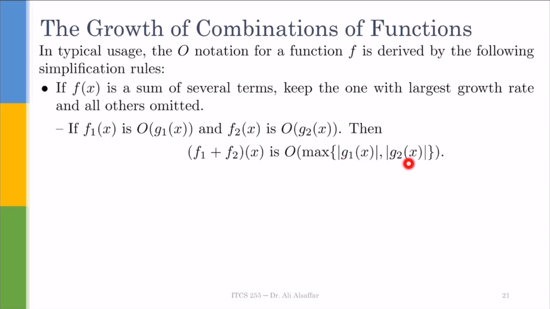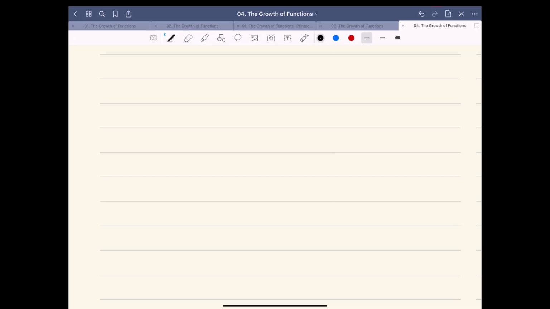But how to find the maximum between the two functions g1 and g2? To find the maximum between the two functions g1 and g2, we use infinite limits. So let the limit as x goes to infinity of g1 of x over g2 of x equal a. Now it depends on the value of a. If a is equal to 0, then that means g2 grows faster and g2 is the largest. And if a is equal to infinity, then g1 grows faster and it is the largest and it's equal to the maximum.